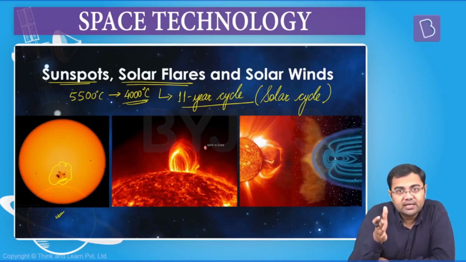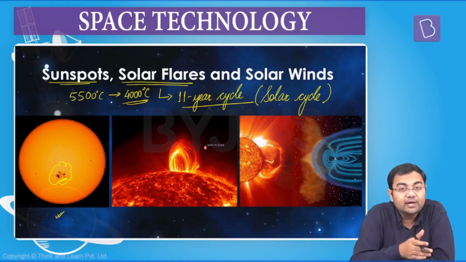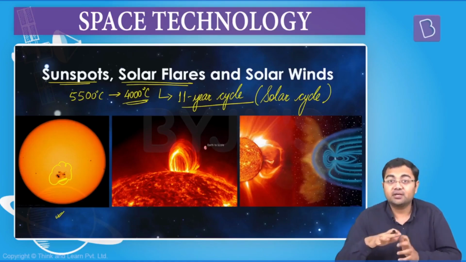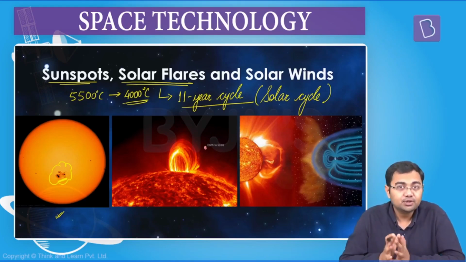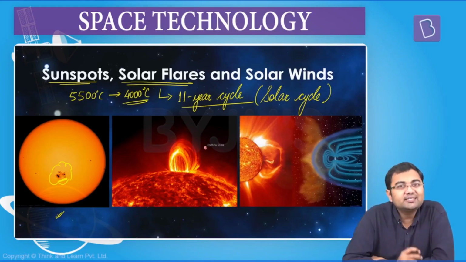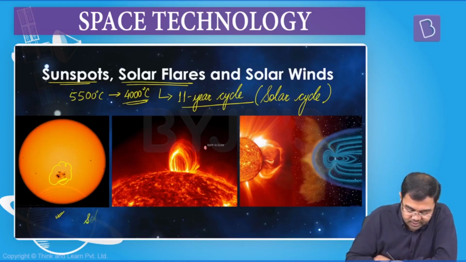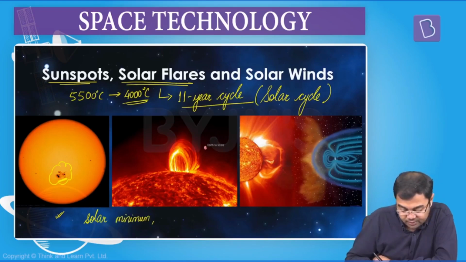The north pole of the sun becomes the south pole, and the south pole of the sun becomes the north pole. And this again happens every 11 years. That's why this complete phenomenon is also called the solar cycle. Now, with solar cycles, there are two more terms which are associated. One is called solar minimum, and then you have the concept of solar maximum.